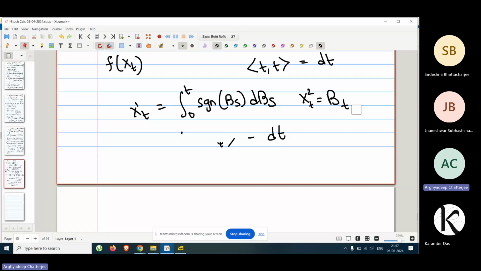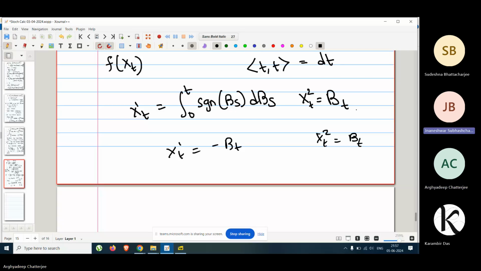For example, even if you take an even simpler one, if you take xt1 equals minus bt and xt2 equals bt, then even though the martingale parts are not equal, they will have a nice cross quadratic variation. Will that be positive? Quadratic variation has to be positive.